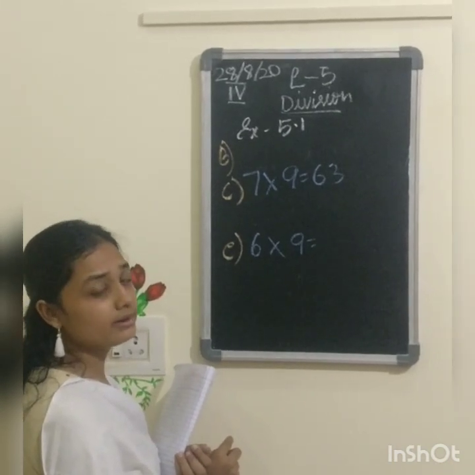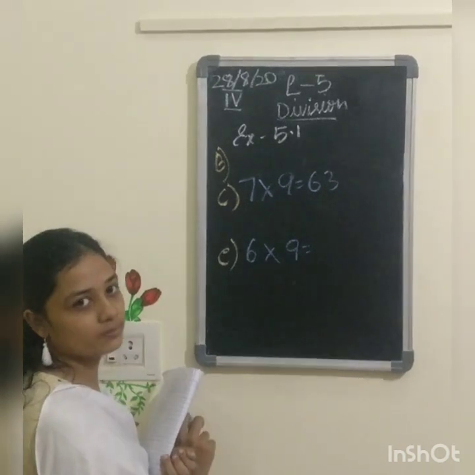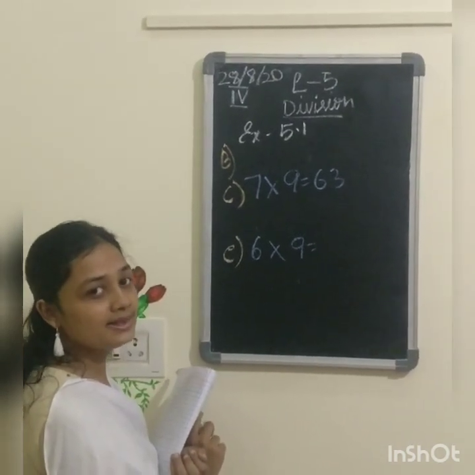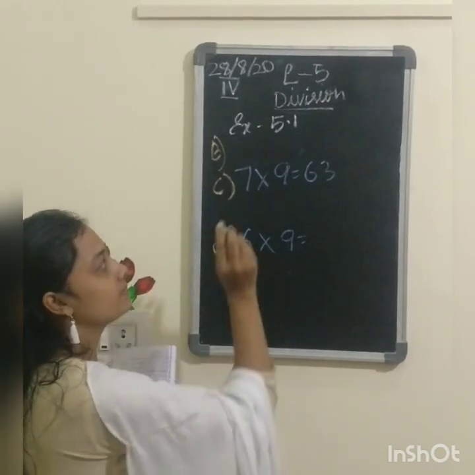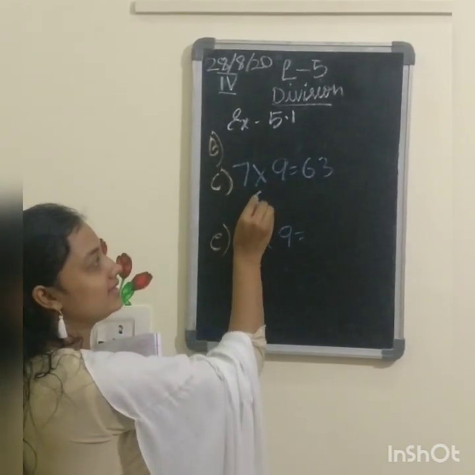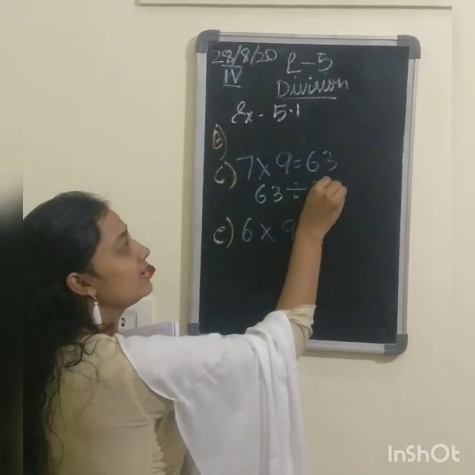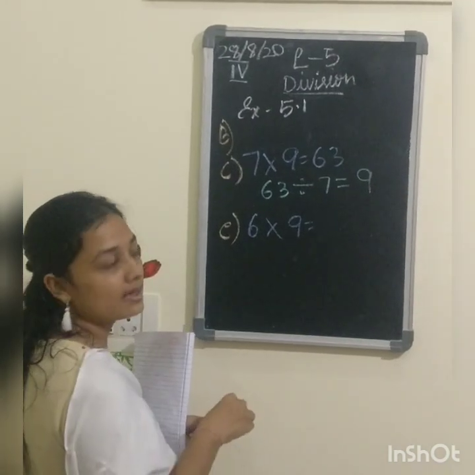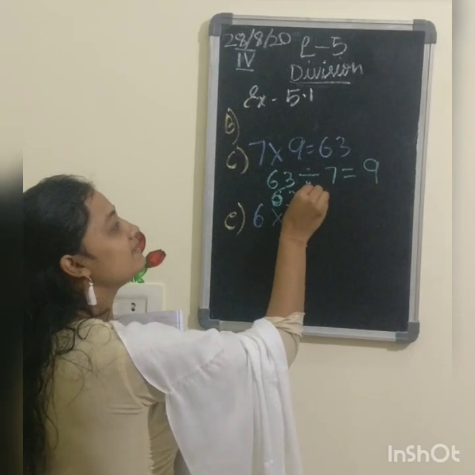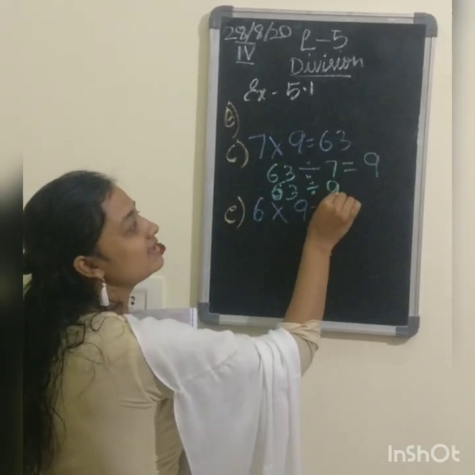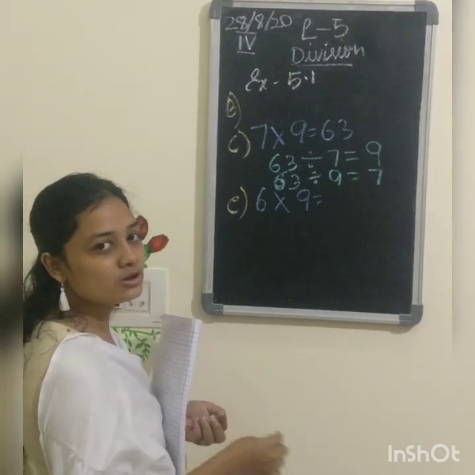Now let us start the next one. In this, they have given multiplication form. We have to write in division form. I can write in 2 types of division form here. That is, I write 63 divided by, first I write 7, is equal to 9. Next I take 63 divided by 9 is equal to 7. So I can write it in 2 ways.